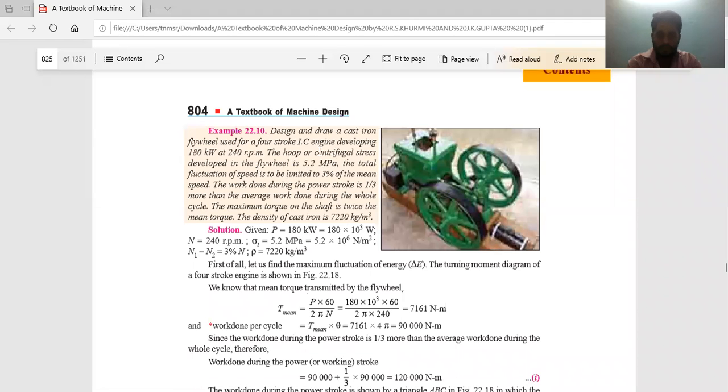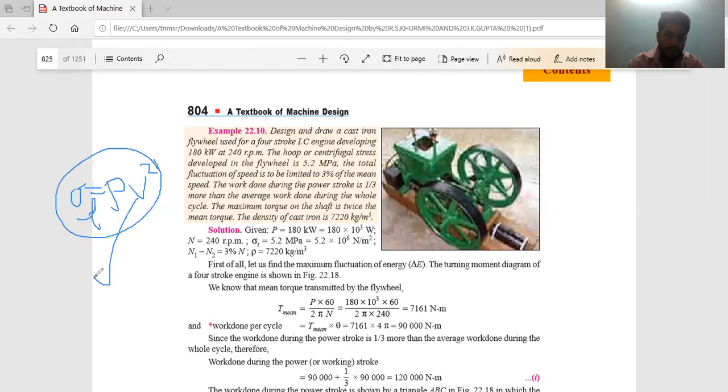What is given to me? What is this 5.2? Sir, hoop stress. Hoop stress, that is nothing but sigma t. That is nothing but sigma t is given to me. And I know that sigma t is nothing but equal to density of the flywheel into peripheral speed of the flywheel square. That means sigma t equal to rho v square. Since sigma t is given to me and density is also given, with this expression you can calculate the peripheral speed V of the flywheel.